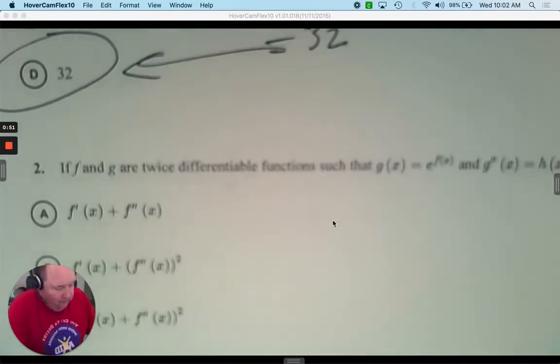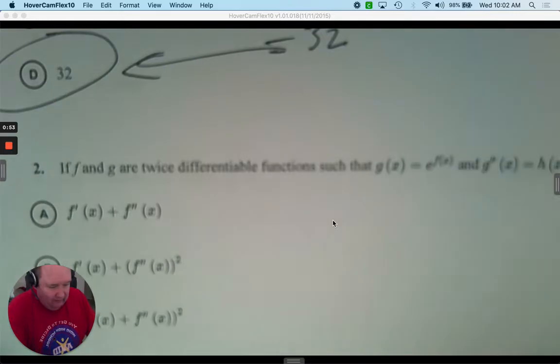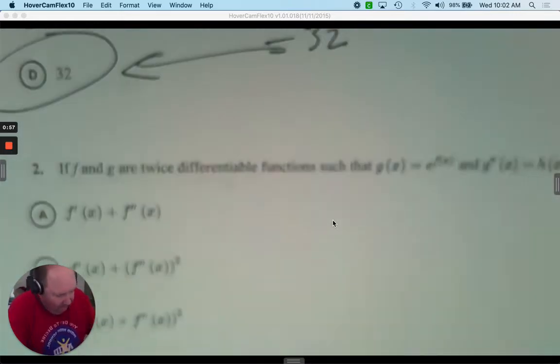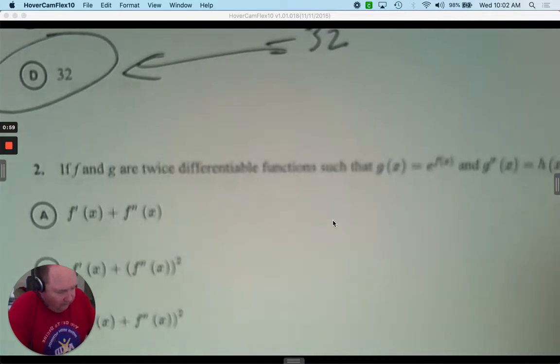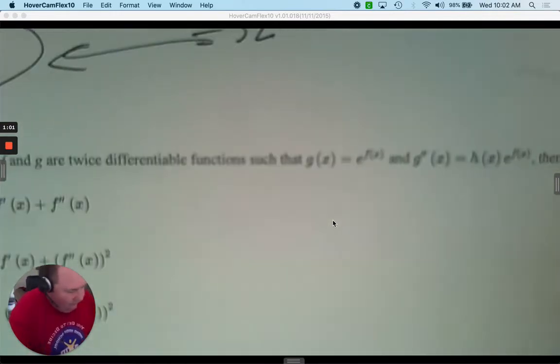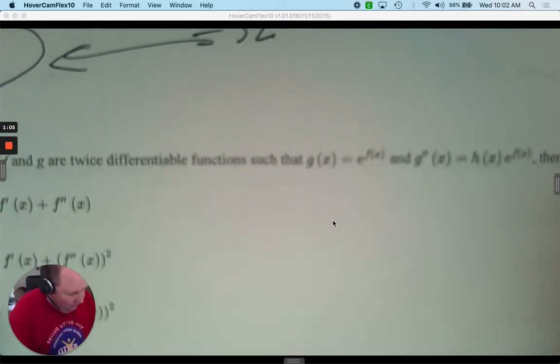Number 2. Again, my goal is to keep this under an hour, so I'm going to even do better than I did in the first videos. If f and g are twice differentiable functions, g of x equals e to the f of x, and the second derivative is h of x times e to f of x, then what does h of x equal?